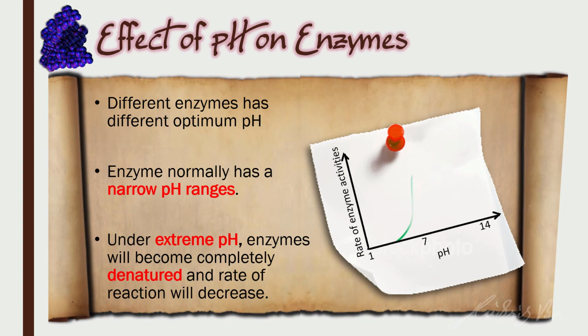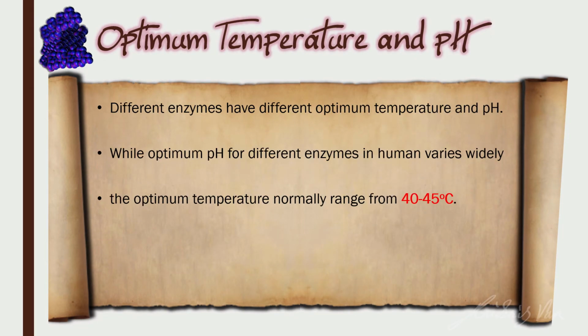Different enzymes have different optimum pH, and normally an enzyme has a very narrow range of pH. Under extreme pH, the enzyme will completely denature and the rate of reaction will fall drastically. So different enzymes have different optimum temperature and pH, while the optimum pH of different enzymes in humans can vary widely. The optimum temperature of human enzymes normally ranges from 40 degrees to 45 degrees Celsius.